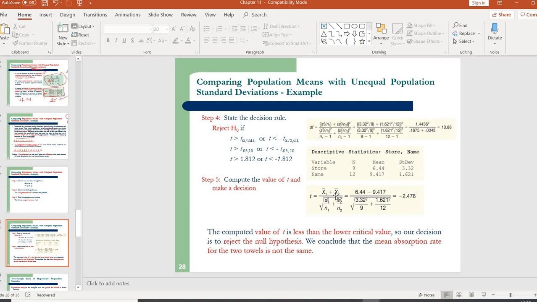So if we replace in this formula, we take the mean of sample 1, which is 6.44, minus the mean of sample 2, which is 9.417.